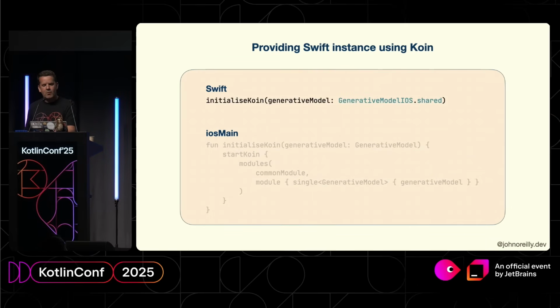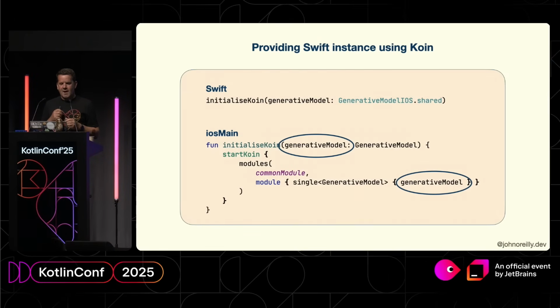And this is an example then of how we can provide that generative model Swift implementation to our shared KMP code. In this case, we're providing it when we initialize the Koin DI framework from Swift iOS code. And that instance then becomes part of the Koin object graph, and is what is injected into our common code when running on iOS.